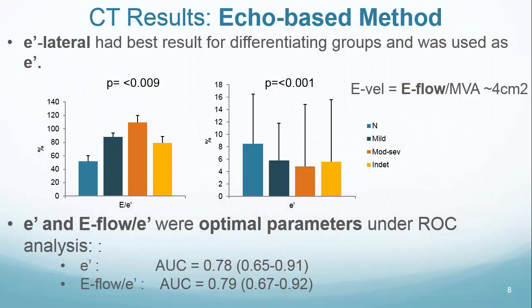The following slide depicts the results of the echo-based method. As you can see, E over E prime and E prime are the optimal parameters for distinguishing normal from abnormal diastolic function. Under ROC analysis, the areas under the curve were 0.78 and 0.79 respectively. It's important to note that our values differ from those of echo because we evaluated E flow as opposed to E velocity. By estimating the mitral valve area as 4 centimeters squared and dividing E flow by that number, we obtained E velocity, a comparable value to echo.